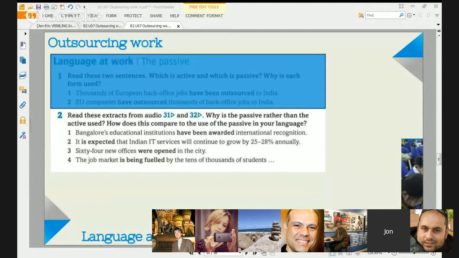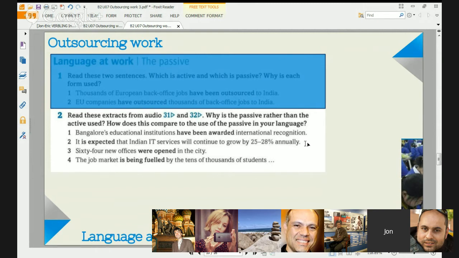So let's take a look at number two. Sylvia, read it. It is again expected that Indian IT service will continue to grow by 25-28% annually. I think this is like a report. So usually the passive voice is used, because it's more formal, right?